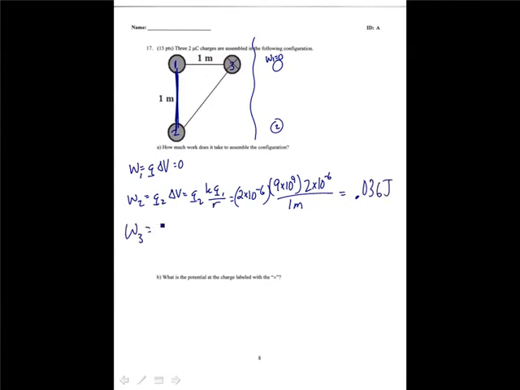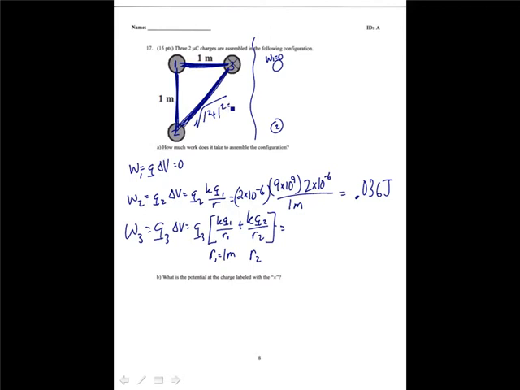And then finally work 3 is Q3 times delta V, which is Q3 times kQ1 over r, I'll call this r1, plus kQ2 over r2. Now all the values are the same. r1 in this case is the distance from here to here, so r1 is equal to 1 meter, and then r2 is the distance to particle 2, and this is equal to the square root of 1 squared plus 1 squared, that's the square root of 2, which is 1.4 meters. So r2 is equal to 1.4. And then you put in this value, and it's 0.062 joules.